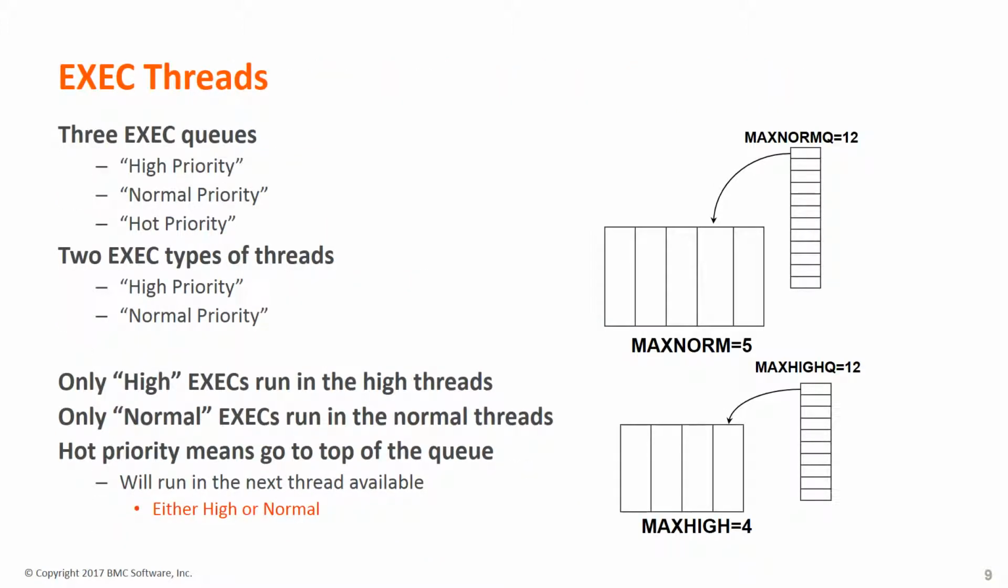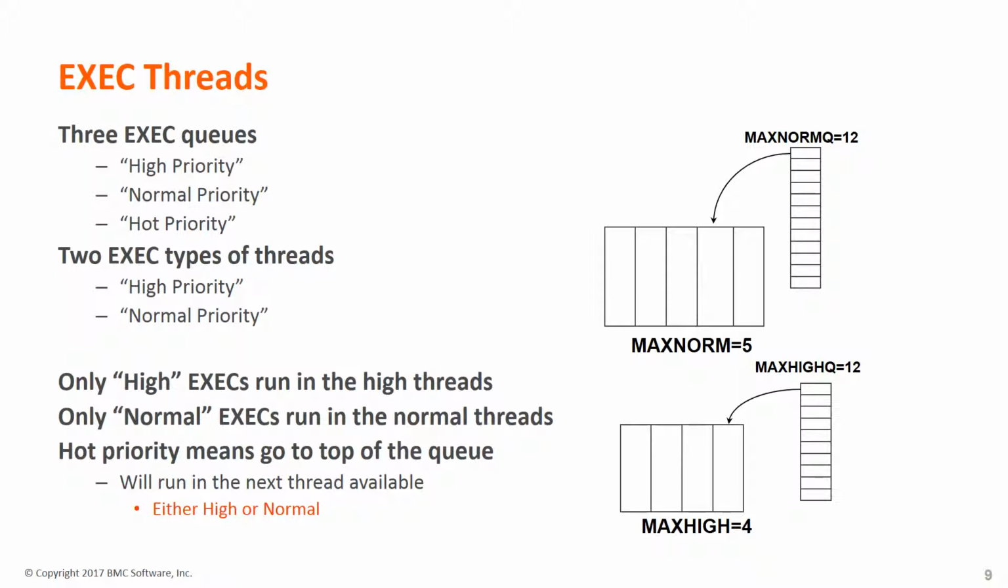Let's take a few minutes to talk about exec processing in AutoOperator and some of the configuration options that are related. First thing we need to talk about is the way AutoOperator processes execs. It has three different queues for processing execs. There's a high priority queue, a normal priority queue, and a hot priority queue.